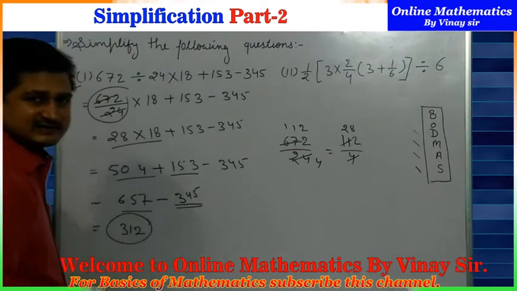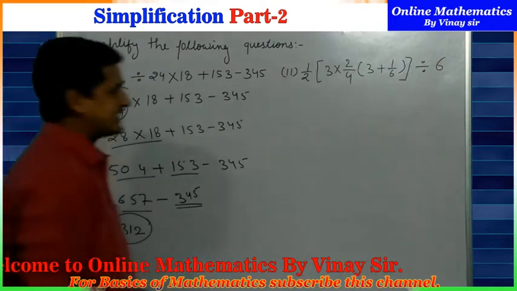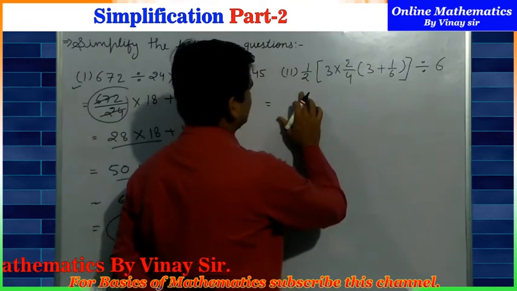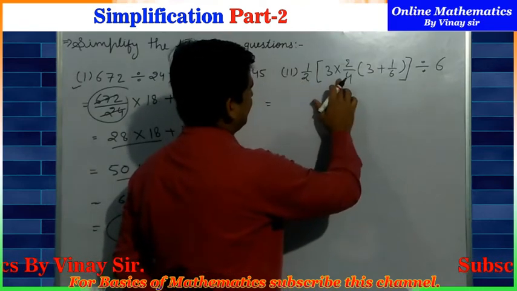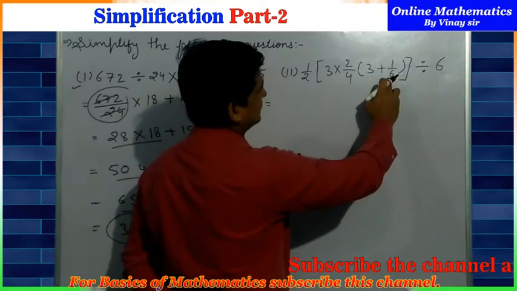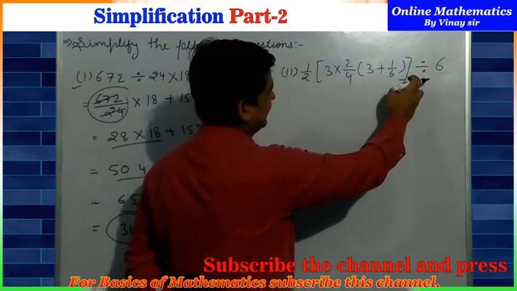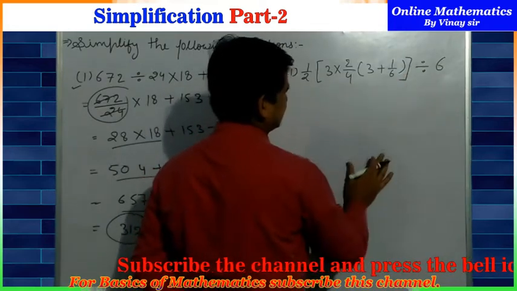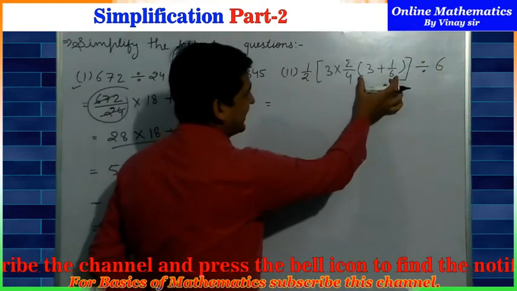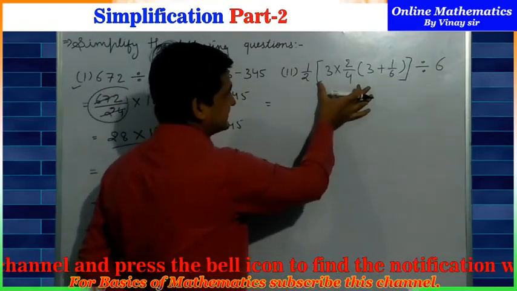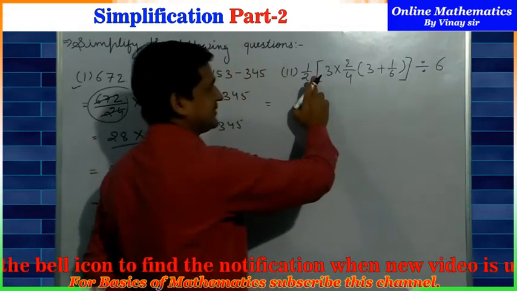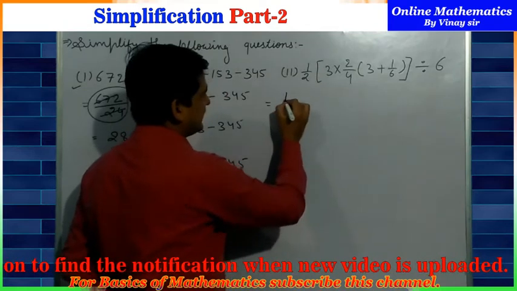Okay, let's see the next question. In the next question we have fractions: 1 upon 2 into bracket 3 multiplied by 2 upon 4 into small bracket 3 plus 1 upon 6, bracket close, big bracket close, divided by 6. When we apply the rule of BODMAS, first of all we have to solve the small bracket, then the large bracket, then division and then multiplication. Now let's see how we can write it.